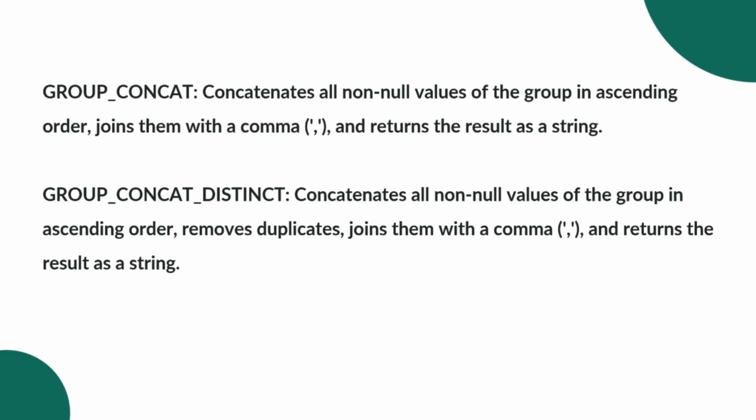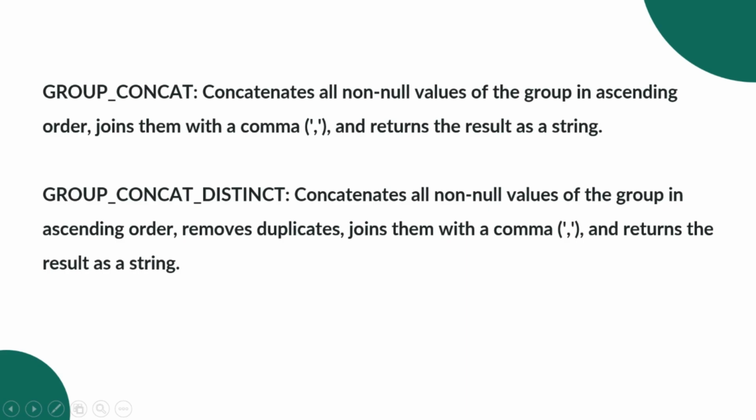Now let's take the example of group concat and group concat distinct. First, group concat: it fetches all the non-null values of the group in ascending order, joins them with a comma and returns the result as a string. These two are the only difference. The group concat distinct will remove the duplicates.